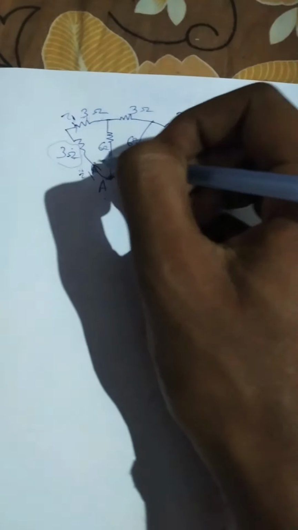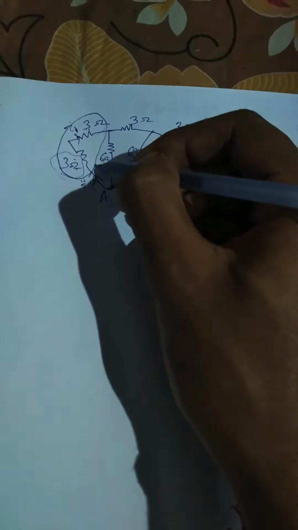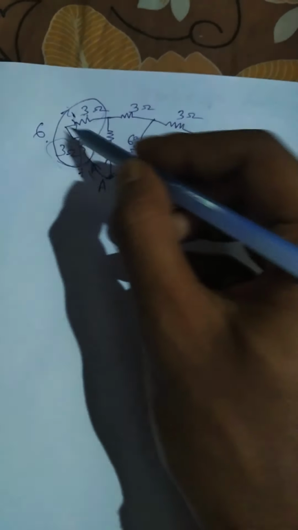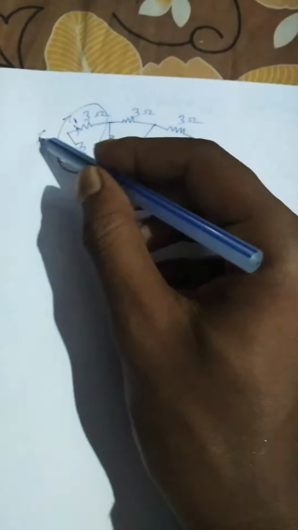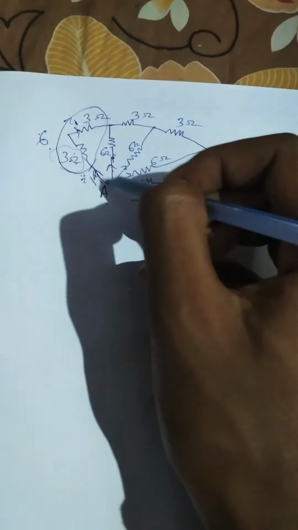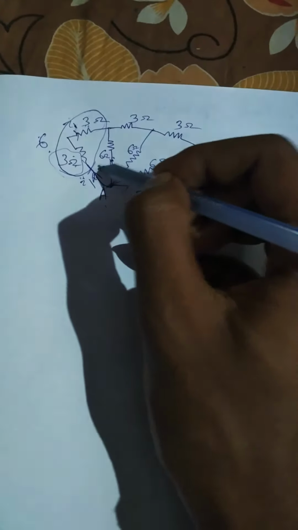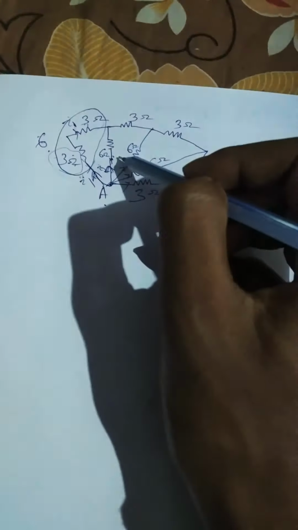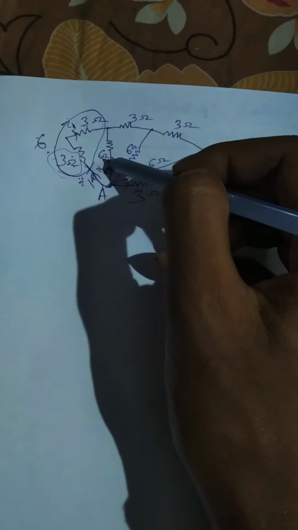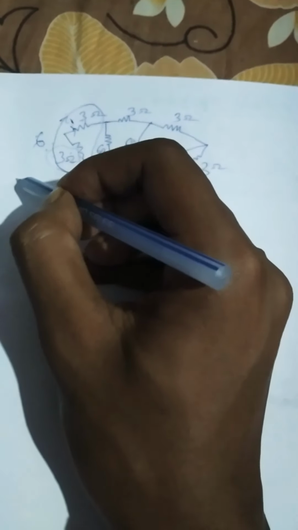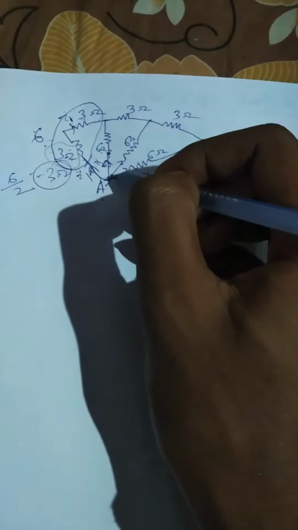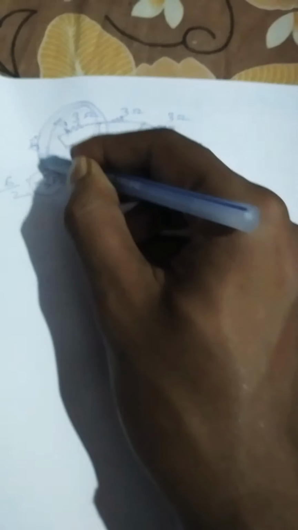So these two are in series, and their equivalent resistance becomes 3 plus 3, which is 6. Again this 6 and this 6 are in parallel because two different currents flow through these two branches. This is I1, this is I2. So this 6 ohm and this 6 ohm will be in parallel. So 6 by 2 equals 3 ohm. The equivalent resistance of this is 3 ohm.